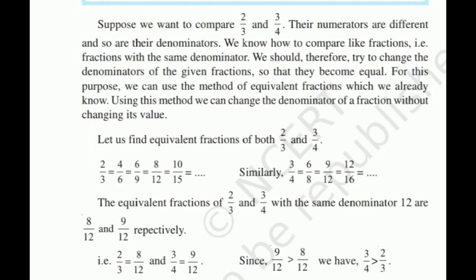Let us find equivalent fractions of both 2 by 3 and 3 by 4. 2 by 3 can be written as 4 by 6, 6 by 9, 8 by 12, 10 by 15. Similarly, 3 by 4 can be written as 3 by 4, 6 by 8, 9 by 12, 12 by 16. The equivalent fractions of 2 by 3 and 3 by 4 with the same denominator 12 are 8 by 12 and 9 by 12 respectively. That is, 2 by 3 can be written as 8 by 12 and 3 by 4 can be written as 9 by 12. Since 9 by 12 is greater than 8 by 12, we have 3 by 4 is greater than 2 by 3.